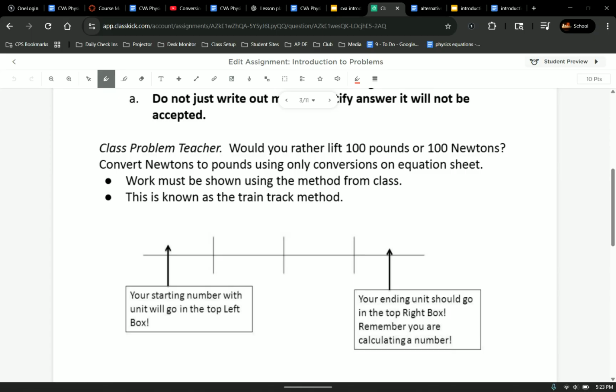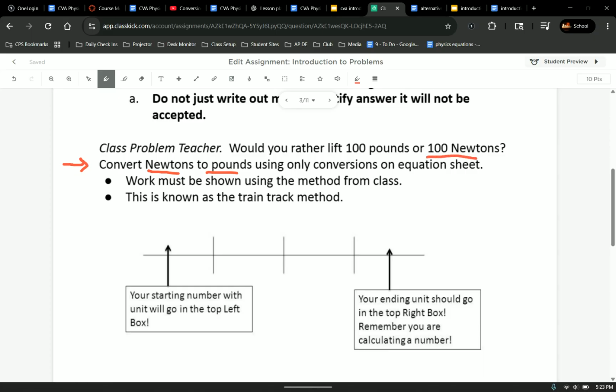So what we're going to do is we're going to convert, and then I kind of wrote it out for you. I didn't write it out for you, but I specified how I wanted you to convert. You're going to convert newtons to pounds. We could convert pounds to newtons and still answer this question. I'm just picking this way so that we're all on the same page doing the same similar thing. All right, so I want to convert newtons.